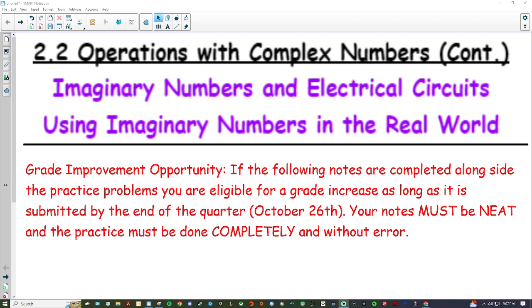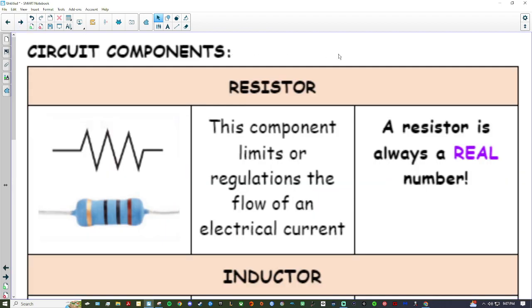This is 2.2, operations with complex numbers continued. This is an extension. We are using imaginary numbers and electrical currents, which is how imaginary numbers are used in the real world. So before we begin, we have to know about the three major components of any circuit.